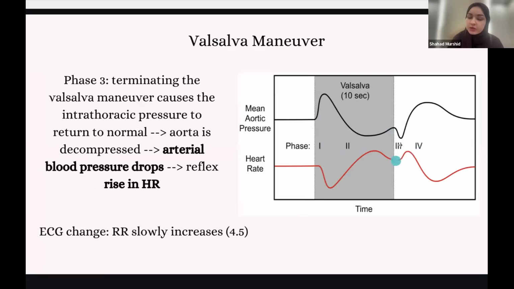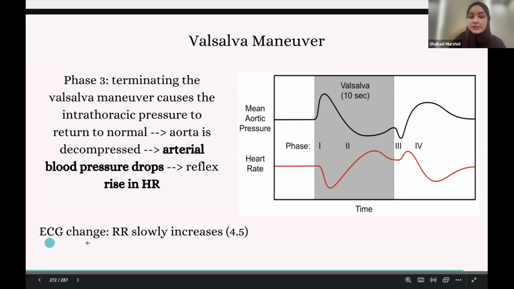So in phase 3, what's going to happen is you're going to decompress the aorta. At first, the aorta got compressed in phase 1. Now it gets decompressed because you relieved the pressure. So the intrathoracic pressure is going to start to return to normal. The aorta is going to decompress, which is going to drop the blood pressure. At first, it increased the blood pressure because of the compression. Now, blood pressure is decreasing because you decompressed it. And this is going to drop the blood pressure and cause a reflex rise in heart rate. So this is when your heart rate increases.